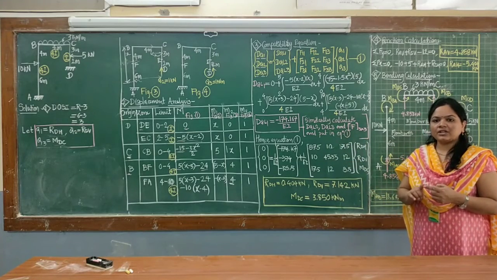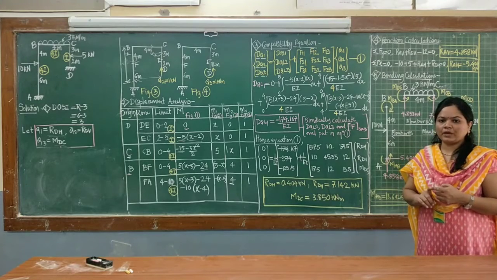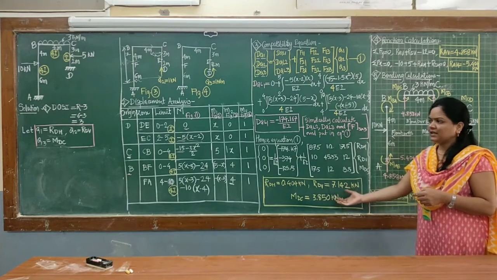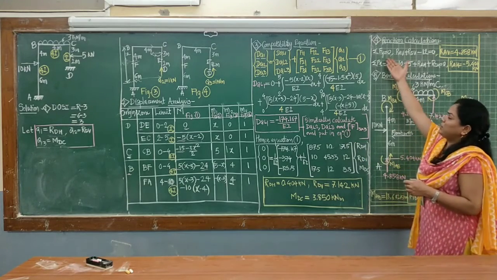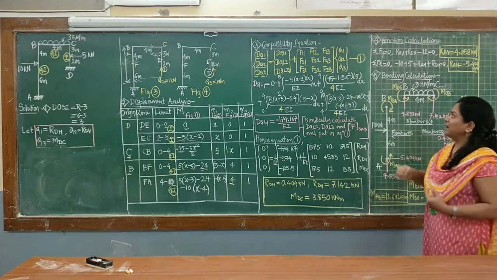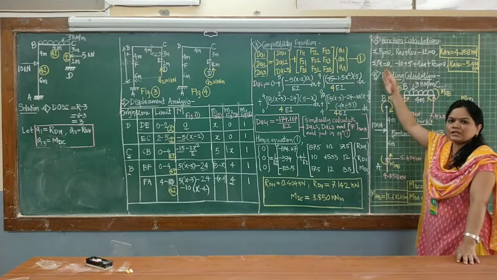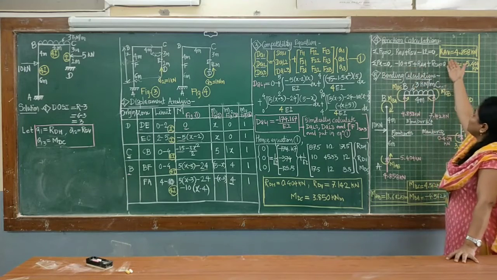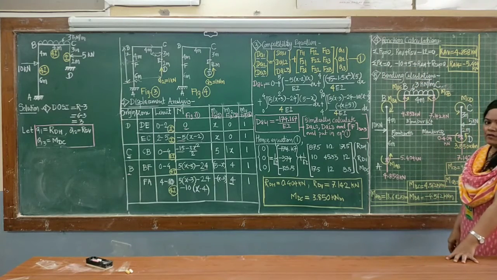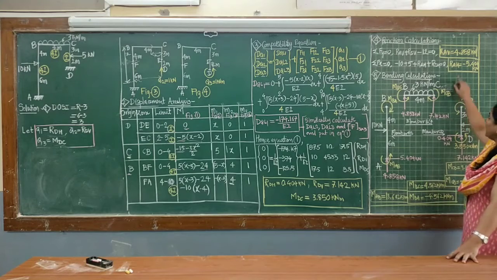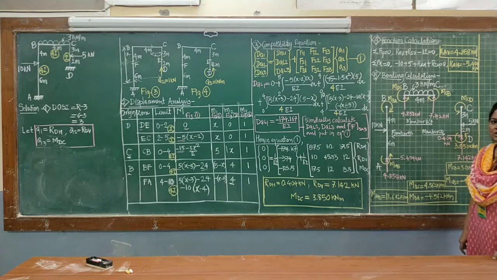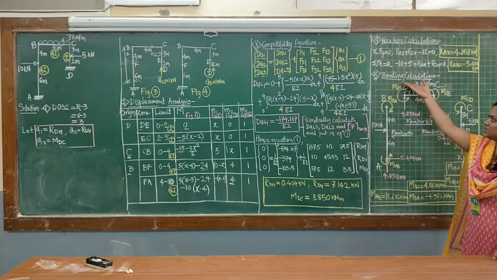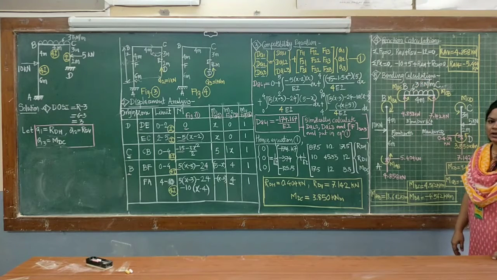Still, unknown reactions at support A remain. So once you get this, you can calculate at support A using the equilibrium equations, summation Fy equal to 0 and summation Fx equal to 0. So use these conditions, write the equations and get the values for RAV, that is the vertical reaction at support A, and the horizontal reaction at support A. So here those reactions are calculated. Reaction calculation part is finished. Now the last step that remains is bending moment calculation.